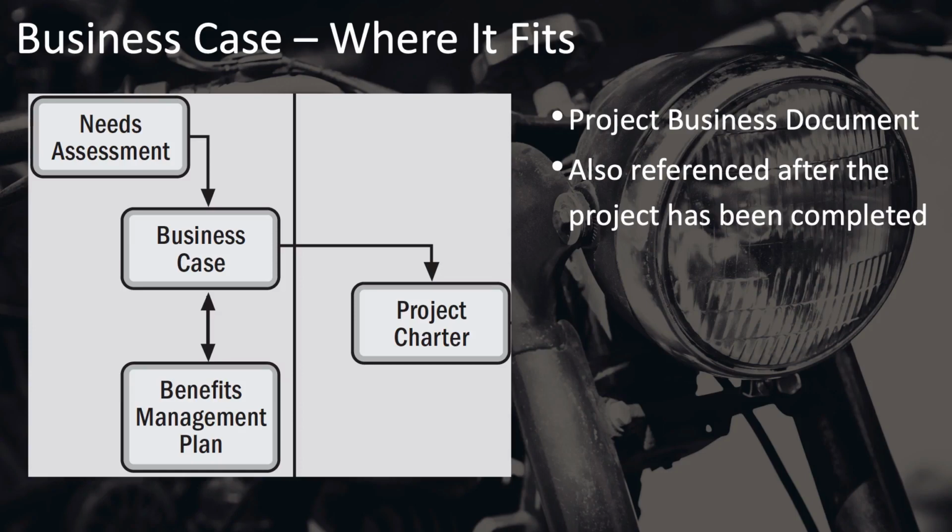It's also referenced after the project, along with the benefits management plan, to measure the success of the project in the long term. A project may take less than a year to complete, but it may take several years for its benefits to be fully realized and for it to really pay off. For example, it may take a year to build a new building, but it may take 10 years for the benefits of the new building to justify the cost of building it.